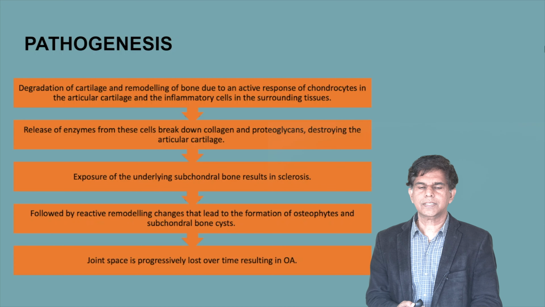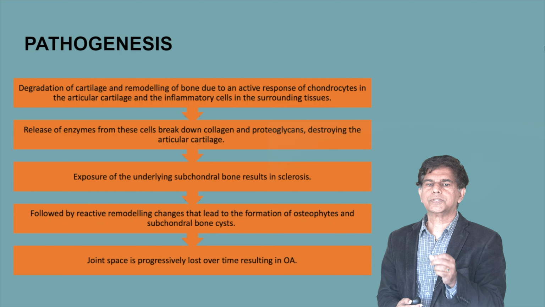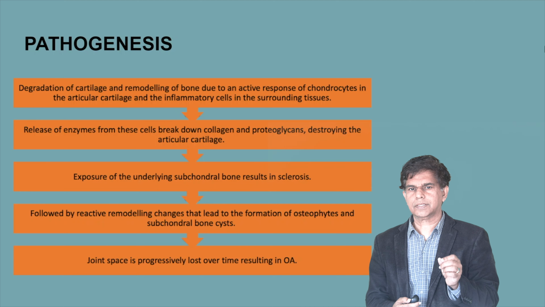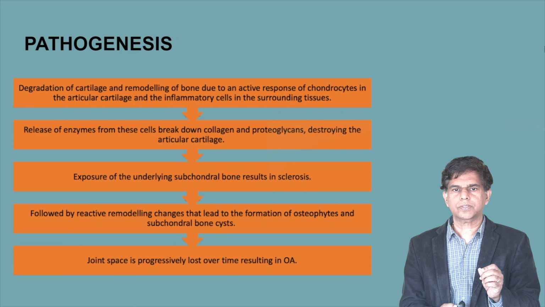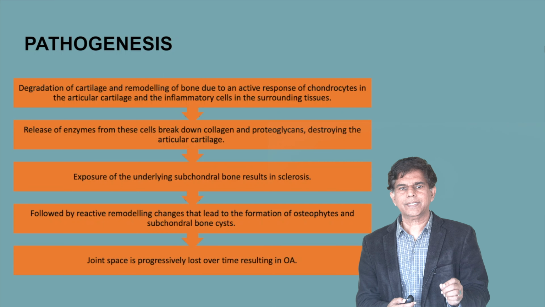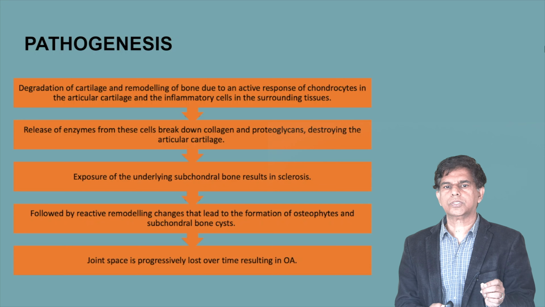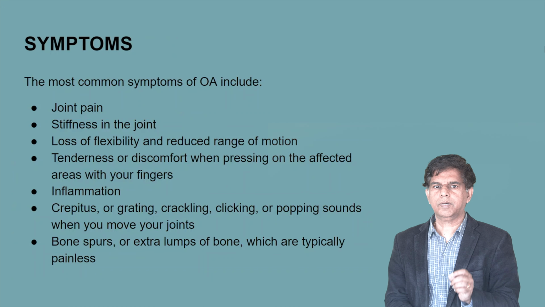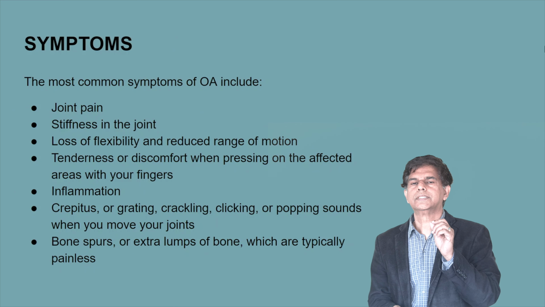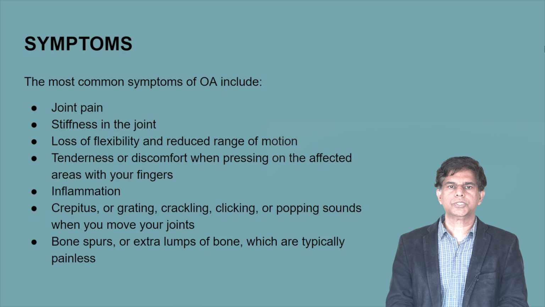Then you can have reactive remodeling changes that lead to formation of osteophytes, the classic finding, and you get subchondral bone cysts. That's what you're going to see in the x-ray. Joint space is progressively lost over time, and what will you see in the x-ray? Joint space narrowing, okay? Remember, osteophyte formation, subchondral bone cysts, and joint space narrowing.